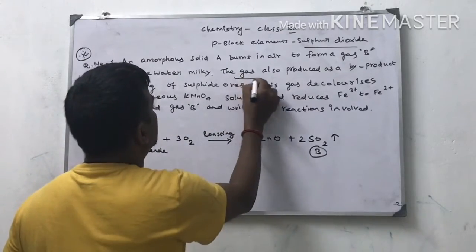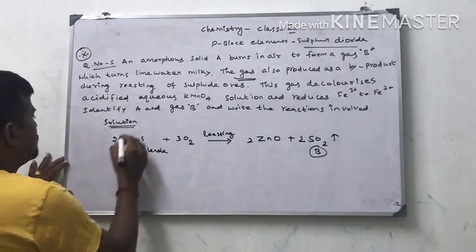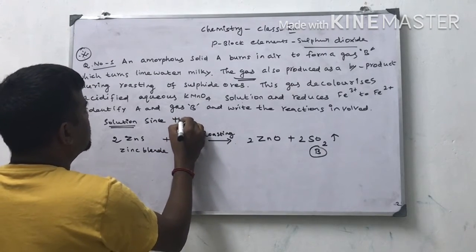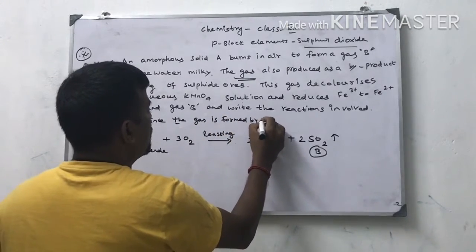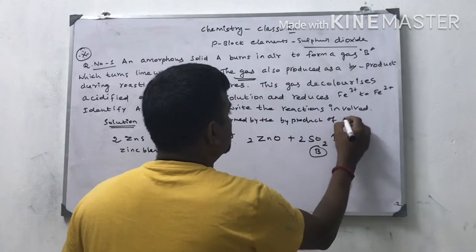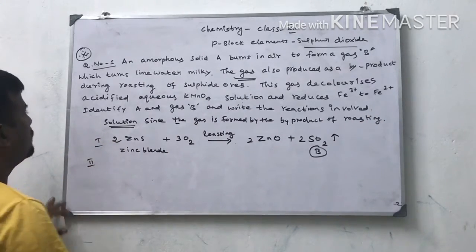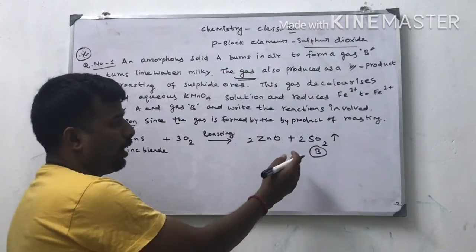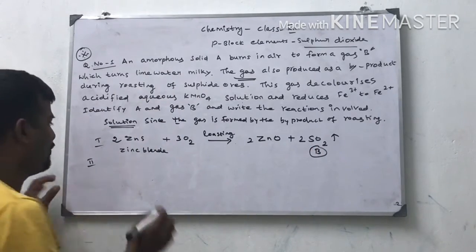Because they are telling us B is a gas, sulfur dioxide is a gas. So B is already found, since the gas is formed as the byproduct of roasting. Next one: an amorphous solid A burns in air to give gas B. Now we find that sulfur dioxide is the gas, so the amorphous solid is sulfur.